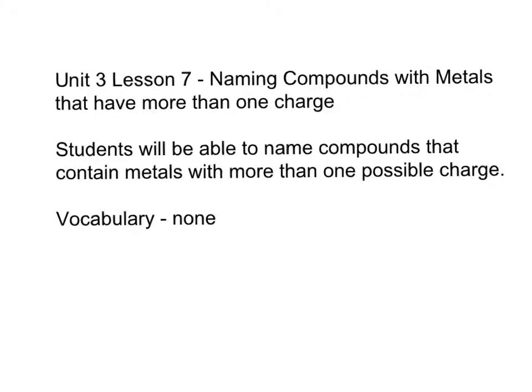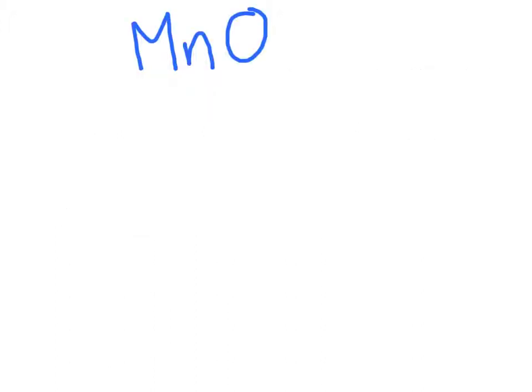We are on the last lesson of the unit, Unit 3, Lesson 7, naming compounds with metals that have more than one charge. So you need to be able to name compounds that contain metals with more than one possible charge, as the title says. No new vocabulary. Just to connect it to last lesson, it's basically the opposite skill. Last time we went from the name to the formula, and now we're going to go from the formula to the name. So the idea of the lesson is that if I give you a compound such as MnO, you can write me the proper name.